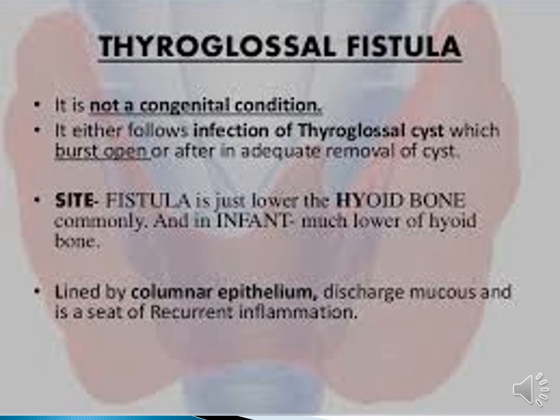It is not congenital. The presence of a thyroglossal cyst is congenital, but a fistula can sometimes be a complication of the thyroglossal duct, or sometimes a complication of the removal of the thyroglossal cyst. So it commonly presents during childhood, mainly at the lower side of the hyoid bone. So it may be a site of recurrent inflammation and recurrent discharge from the same opening.